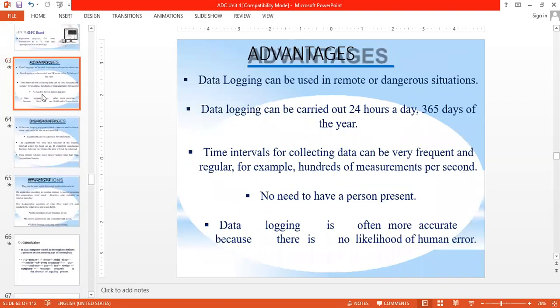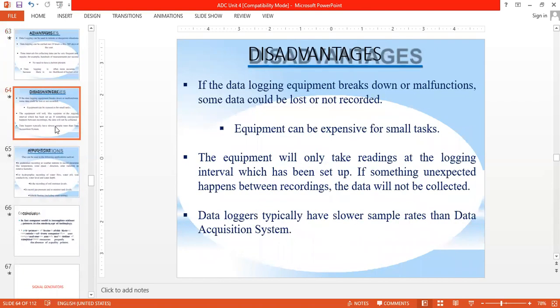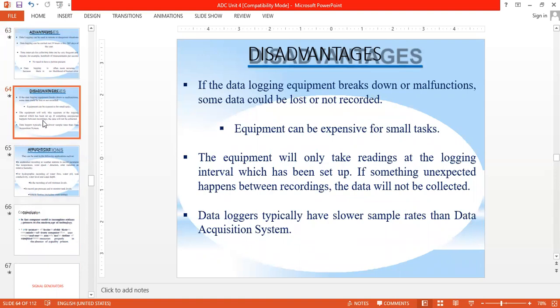Advantages of data loggers: they can be used in remote or dangerous situations. Data logging can be carried out 24 hours a day, 365 days of the year. The time interval for collecting the data can be very frequent and regular, for example, hundreds of measurements per second. Disadvantage: the equipment can be expensive for small tasks.